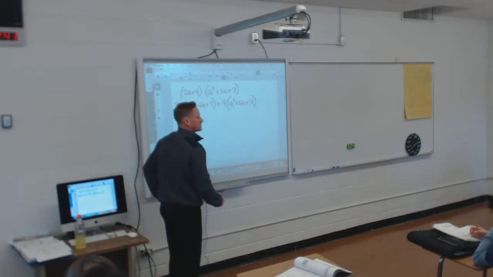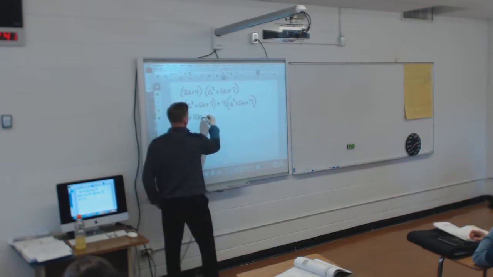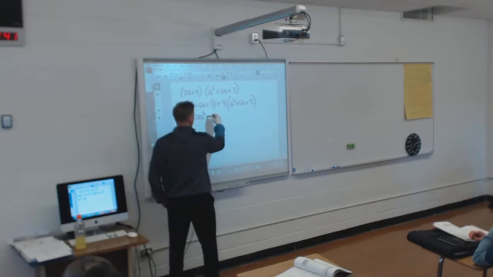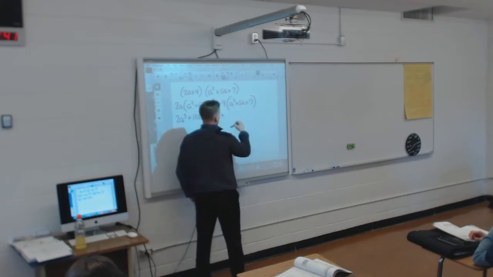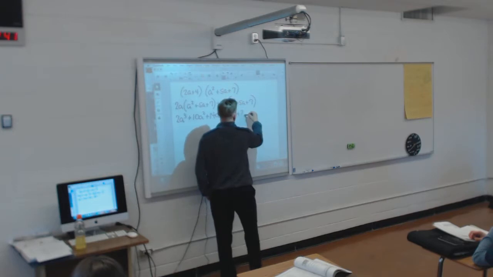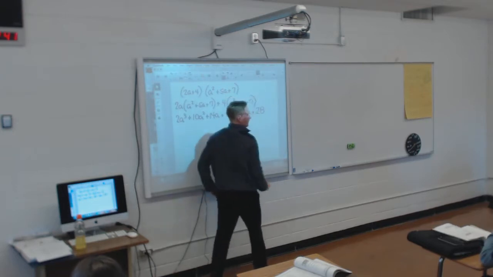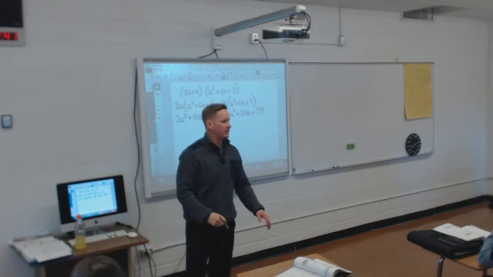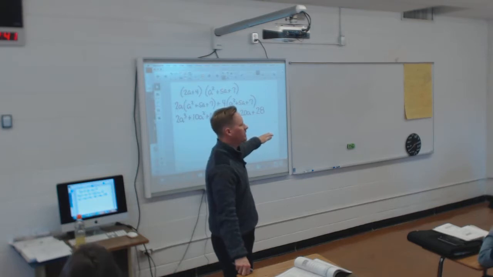What's 2a times a squared? 2a cubed. 2a times 5a? 10a squared. 2a times 7? 14a. 4 times a squared? 4 times 5a? 4 times 7? Okay, did we do that to start the class today? We did exactly that. So what do you think is the last thing I need to do now?